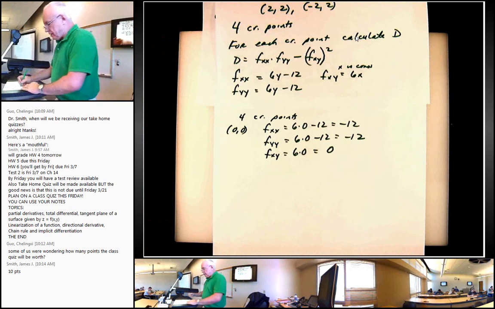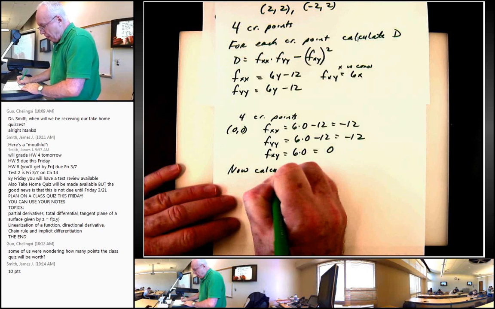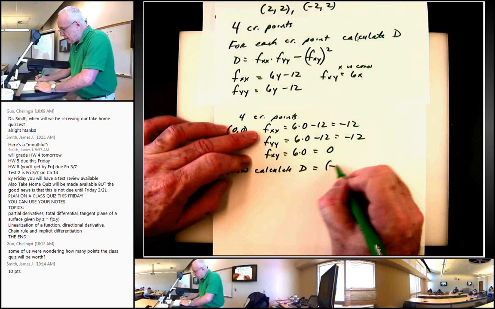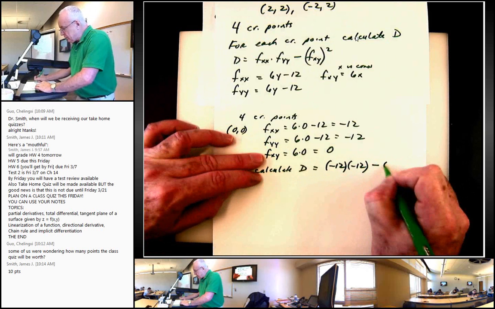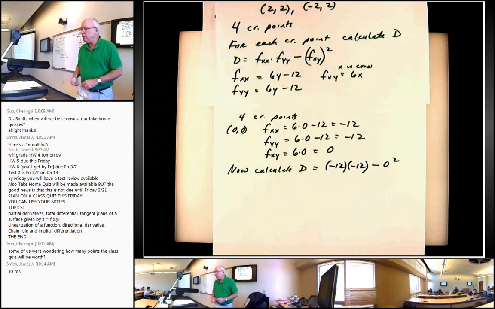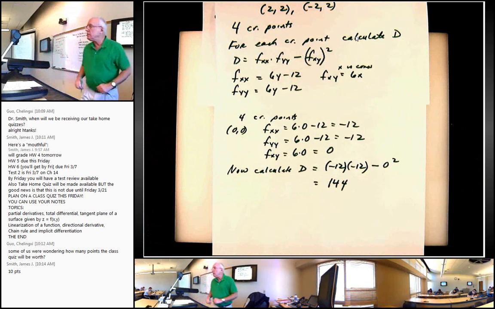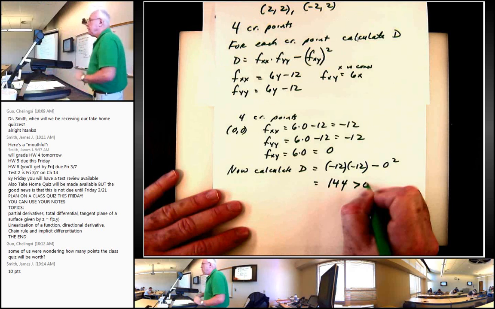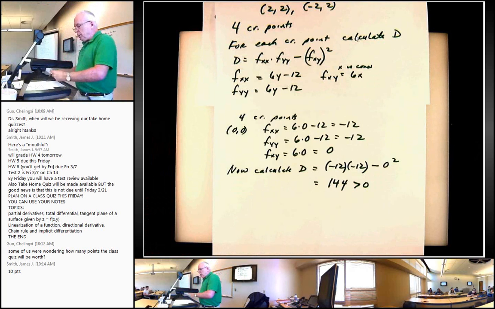Now calculate d. It's going to be fxx, which is minus 12, times fyy, minus 12, minus fxy squared, minus 0 squared. So minus 12 times minus 12 is 144. So first of all, we know that the d value is bigger than 0. Now, where do we go from there?